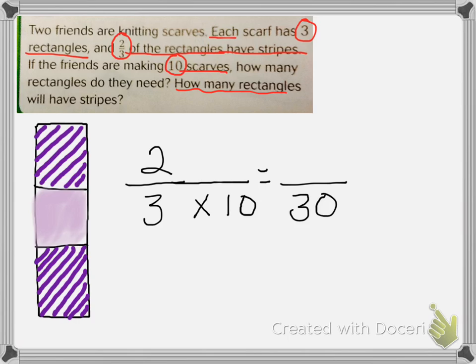And they would also need 10 groups of 2 striped rectangles, right? So if they're going to make 10 of these, they need to multiply the striped rectangles by 10 and multiply the total rectangles by 10. So that would mean 20 out of the 30 rectangles, just like 2 out of 3, would be striped.